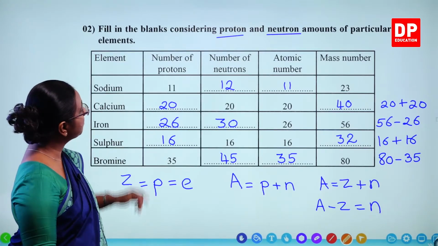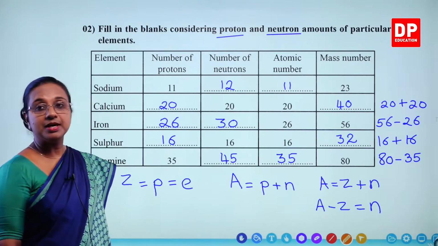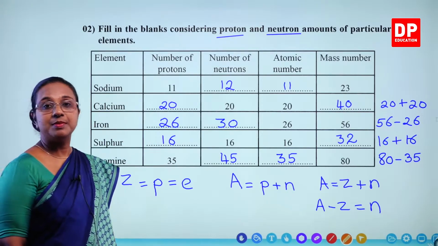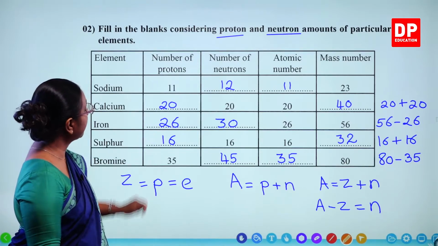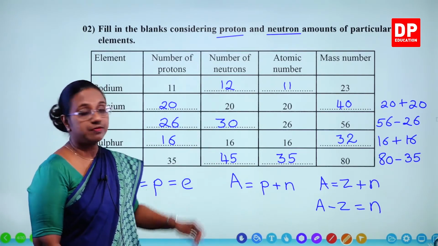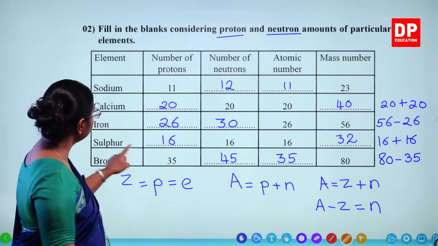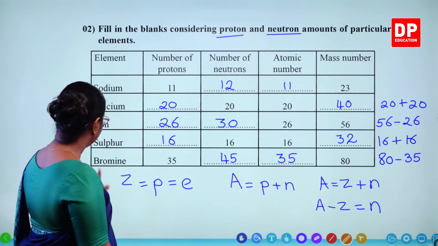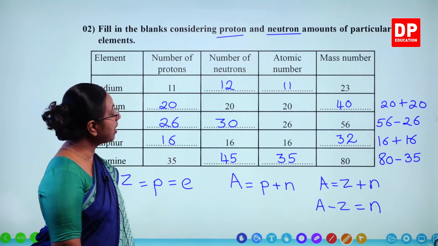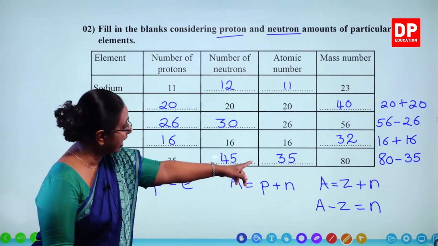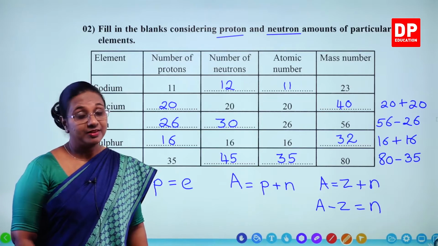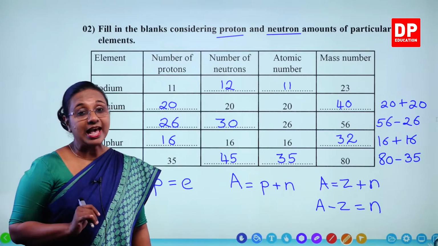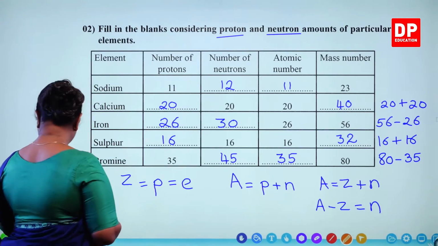For sodium, number of neutrons 12, atomic number 11. Then calcium, number of protons 20, mass number 40. Iron, number of protons 26, number of neutrons 30. And sulfur, number of protons 16 and the mass number 32. Then bromine, we have found the number of neutrons as 45 and the atomic number 35. I am sure you have filled the table correctly. So with that, I will move on to the next question.